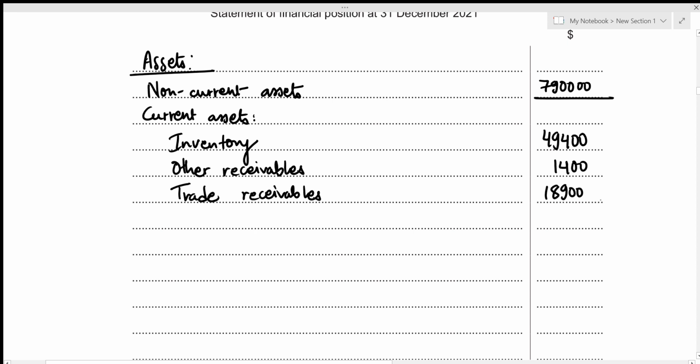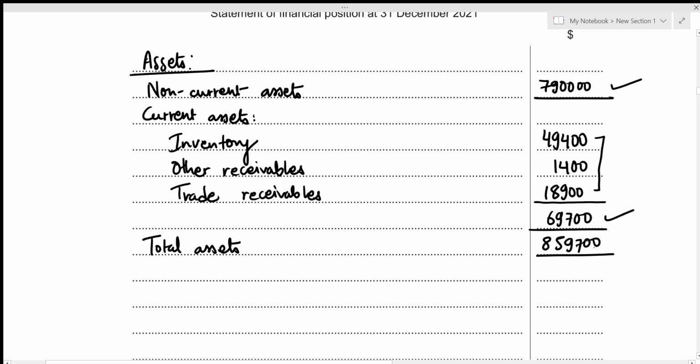So we can figure out our total current assets. That's just going to be the sum of these three amounts, which is 49,400 plus 1,400 plus 18,900, which results in 69,700. Now we can figure out the total assets by adding the value of total non-current assets and total current assets. So that's 790,000 plus 69,700, which results in the value of 859,700. This concludes the assets section.